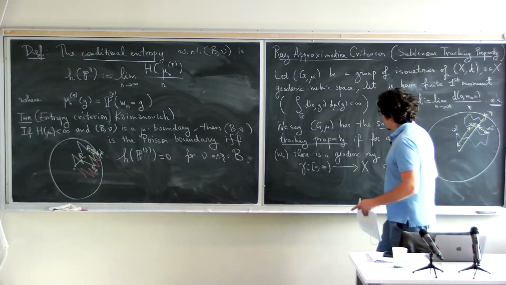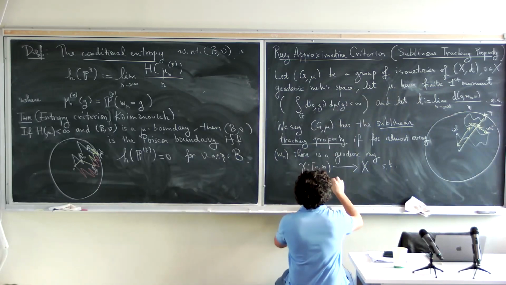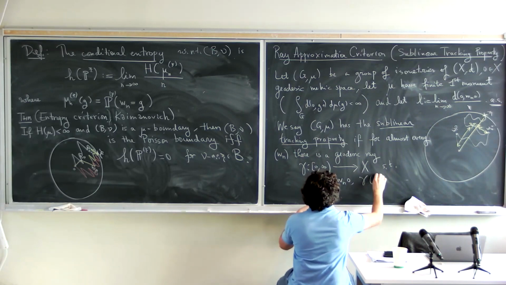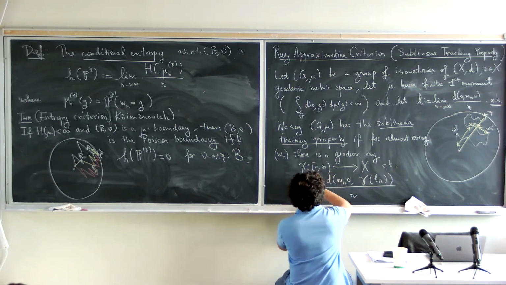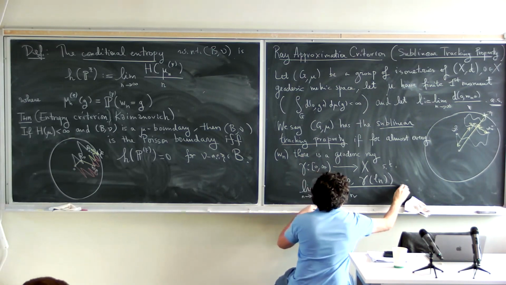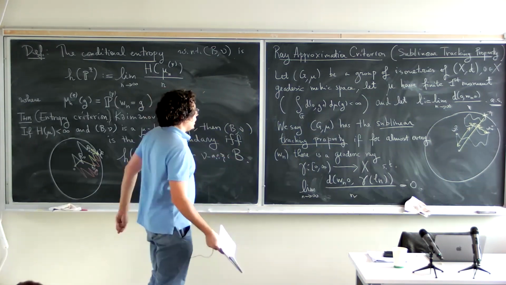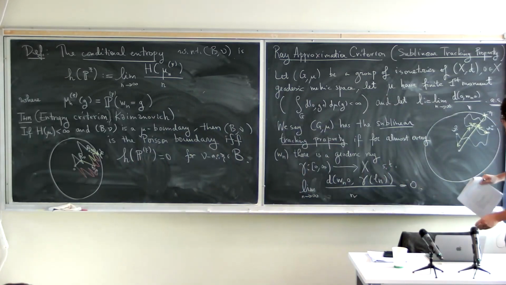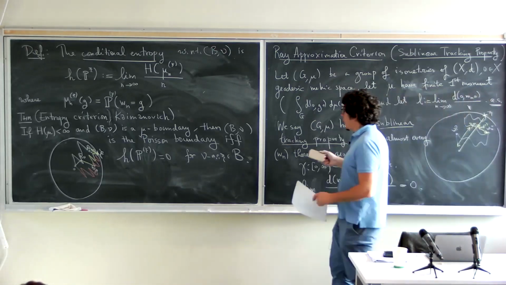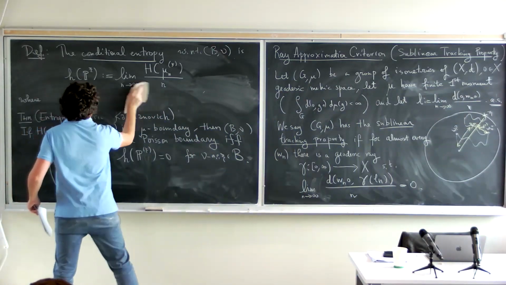such that the distance between the n-th step of the walk and gamma at step L times n, divided by n, goes to 0. So if that's the case, we say that the walk has the sublinear tracking property. So this distance is little o of n. And it turns out that this type of condition is enough to pin down the Poisson boundary.